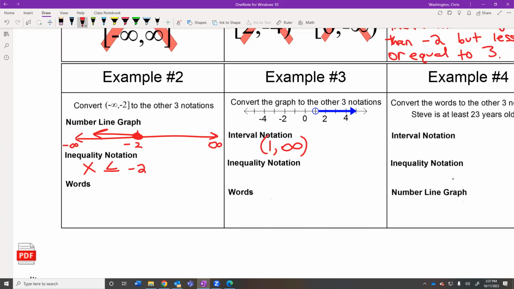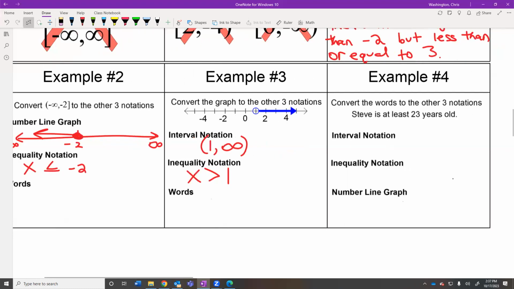So we use parentheses. And with our inequality notation, since we only have one number, we're going to put our x and our 1, and then we have to put our inequality symbol in this case. x is greater than 1, not equal to, just greater than. So any number that's greater than 1 would be included. But 1 is not. And we can put that in words if we wanted to.